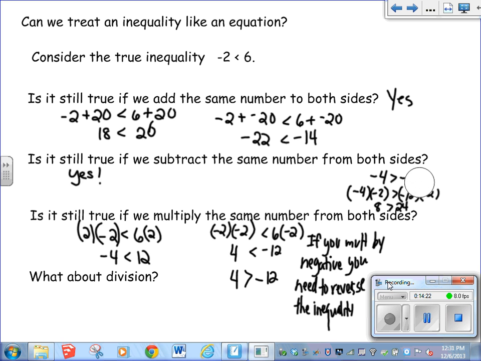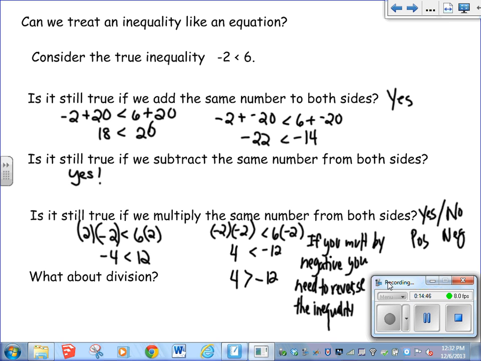What about division, though? Because a lot of times we're dividing when we solve inequalities. So the answer is no. So the answer, well, is it still true if we multiply both sides? Not if it's negative. If it's positive, it is, but if it's negative, it's not. So it's yes and no. Yes for a positive, no for a negative. All right. What about division? Do we need to divide both sides to decide, or can somebody make an argument like we did with subtraction?